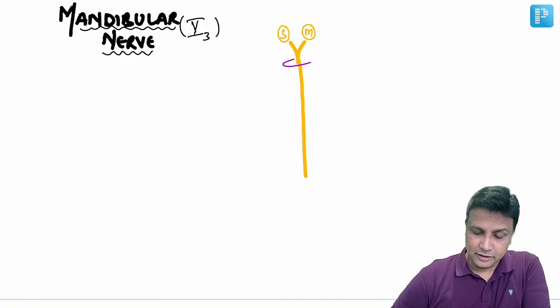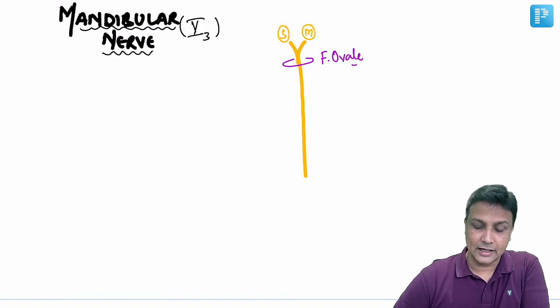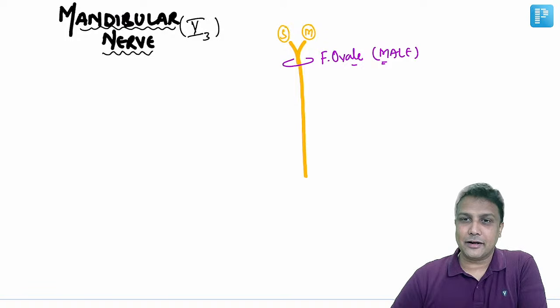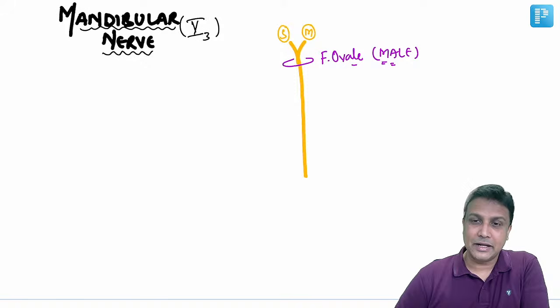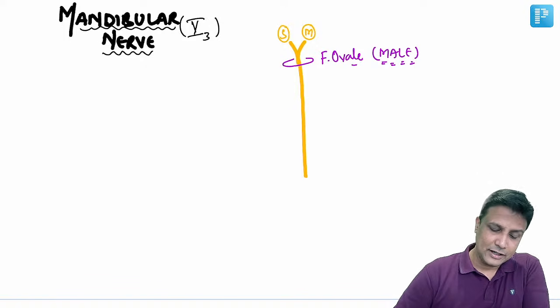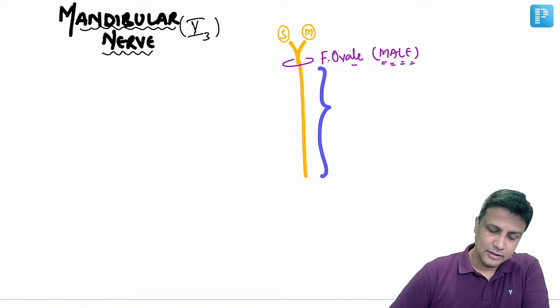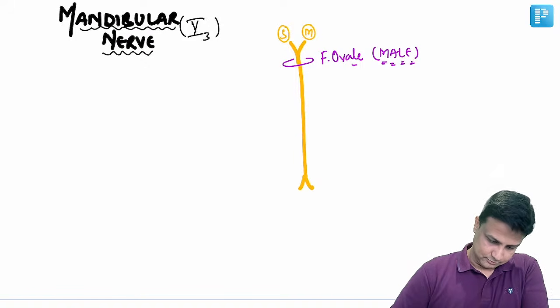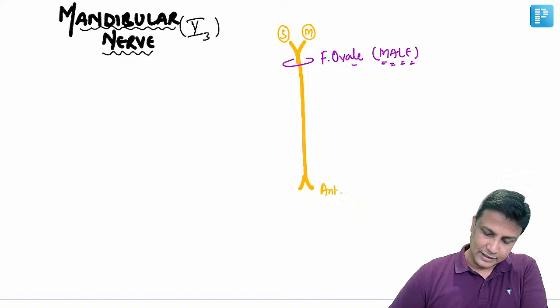Now this mandibular nerve is going to pass through a foramen. That foramen is referred to as the foramen ovale. I hope you all remember the mnemonic MALE here. M stands for mandibular nerve, A for accessory meningeal artery, L for lesser petrosal nerve, and E for emissary vein. So the mandibular nerve is going to pass through the foramen ovale. Now first of all, you have the trunk of the mandibular nerve here. And that trunk will finally divide into two divisions. One division will be the anterior division and another will be the posterior division. Fine.